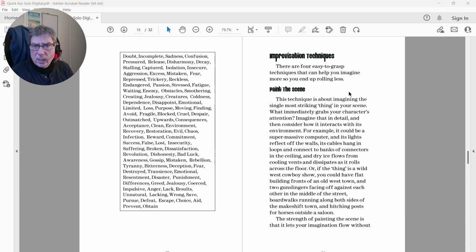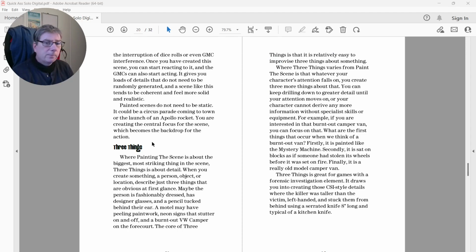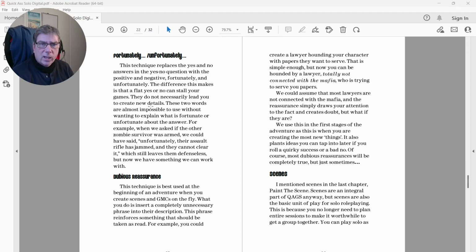I then talk about improvisation techniques: paint your wagon, 3 things, fortunately, unfortunately, which you'll be familiar with if you have any of my books, and this new one called dubious reassurance, which is the only truly new thing in this book. Most of the other things in here I've reused at some point.